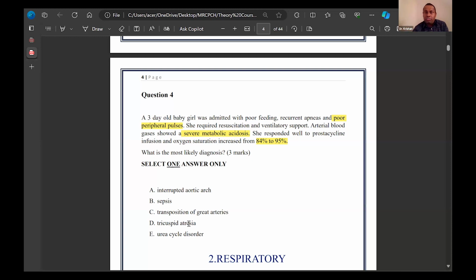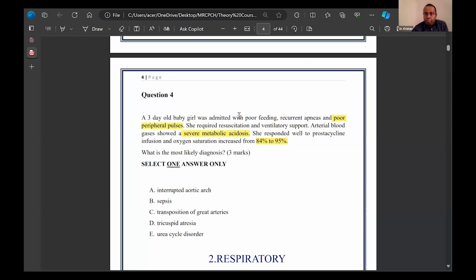In transposition of great arteries, what happens? The aorta starts from the right side of the heart, isn't it? The aorta should start from the left side, but here it starts from the right side, right? So that's the difference, and the pulmonary artery starts from the left side.